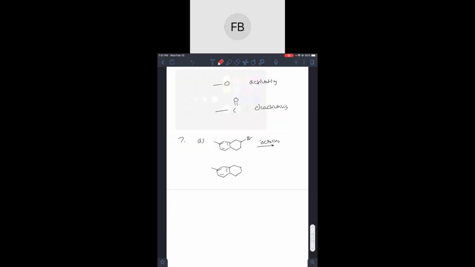Anyways, so where is our bromine going to go? So here's our bromine. It's going to leave and form a double bond with a beta hydrogen. We have a beta hydrogen here, and we have a beta hydrogen here. Which beta hydrogen is it going to use?